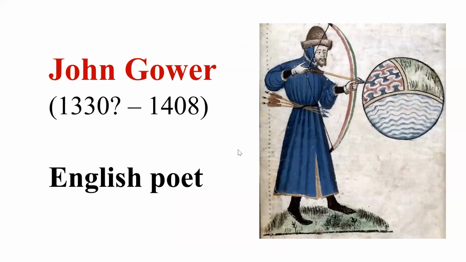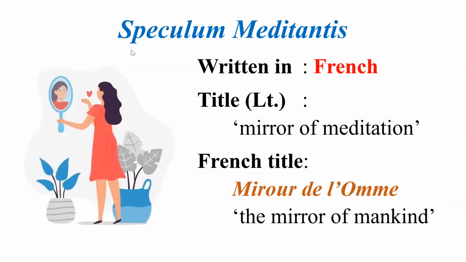John Gower. So when it comes to John Gower, most of the time we get questions relating to his works, or in which language his works are written. So three works. You remember in Chaucer, we have the French, the Italian, and the English, three categories. In a similar way, we have John Gower. His first work is French.